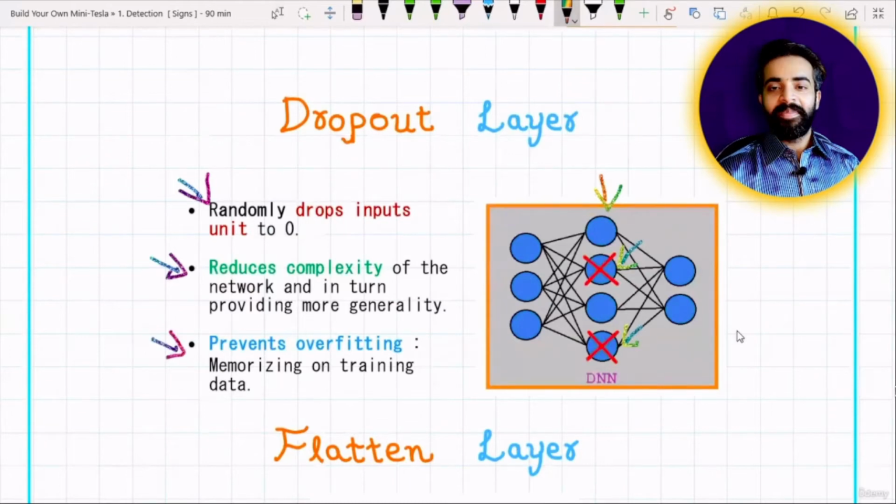For example, if we have simple data and a very complex network, then that complex network will try to memorize that data instead of trying to approximate a function that best describes that data. So instead of changing the architecture of the model, the dropout layer provides us with the ability to simply drop certain neurons to simplify our model and provide a general solution over that data.